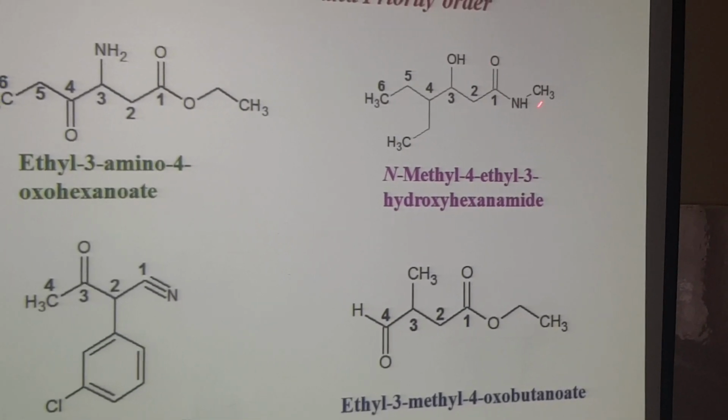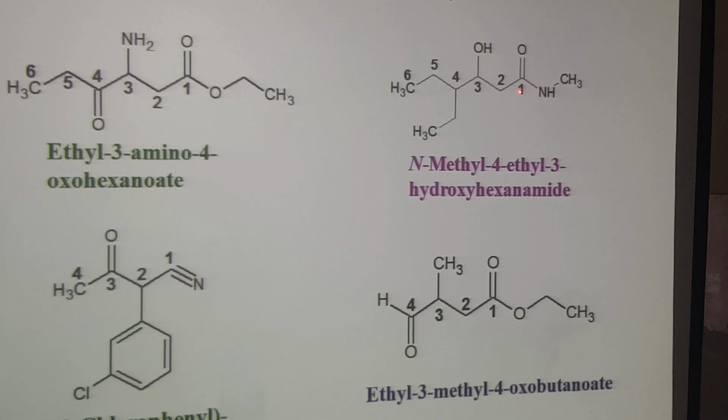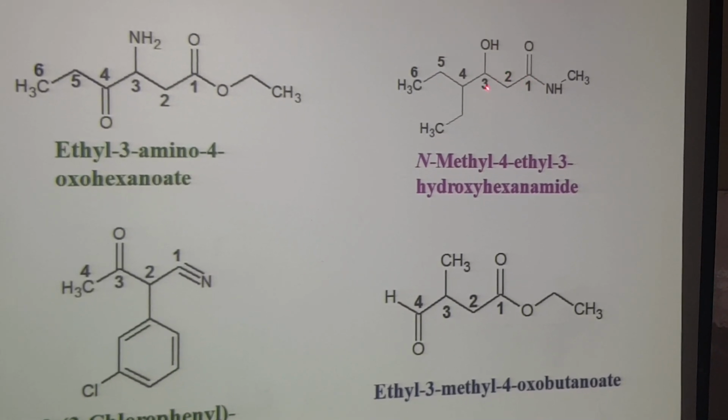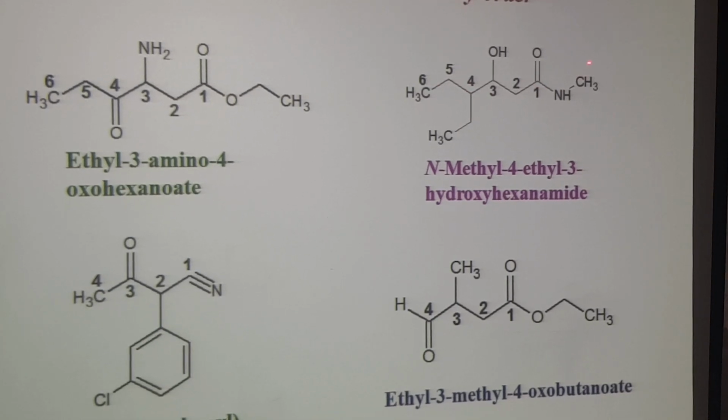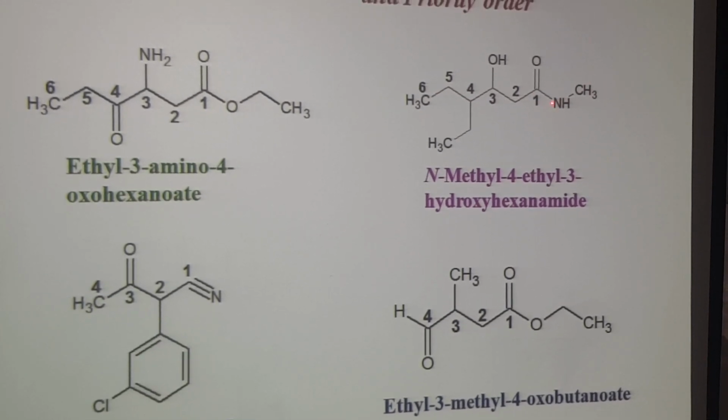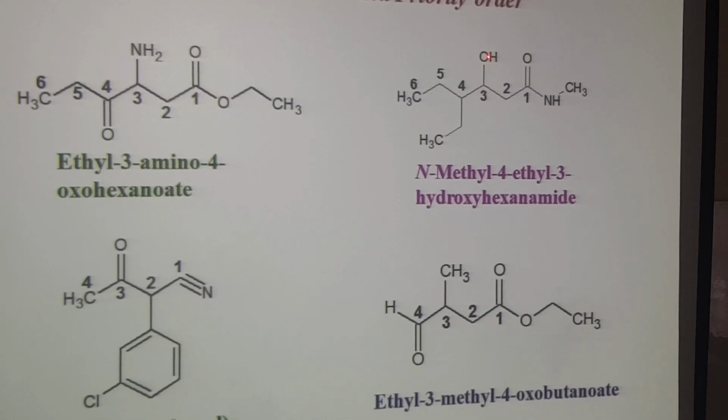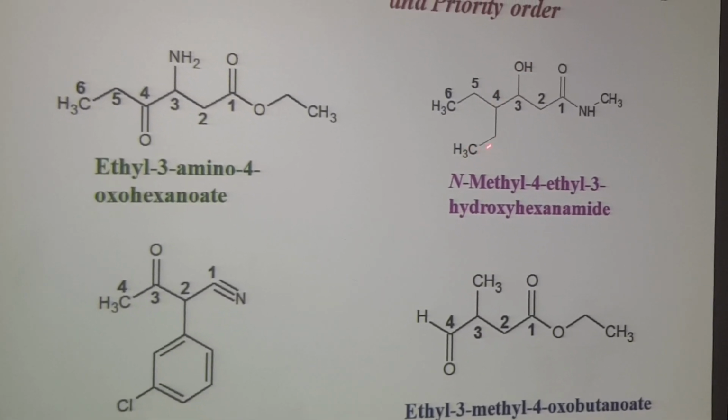Here we have an amide. So numbering starts from the amide carbonyl carbon. 1, 2, 3, 4, 5, 6. So hex is the root and a methyl group is present at nitrogen. At position 3 we have a hydroxy group and at 4 we have an ethyl group.